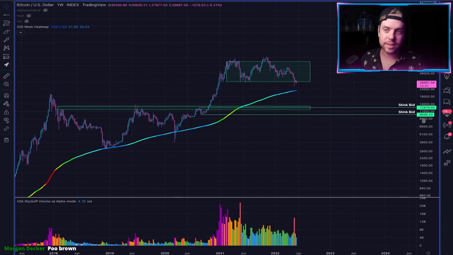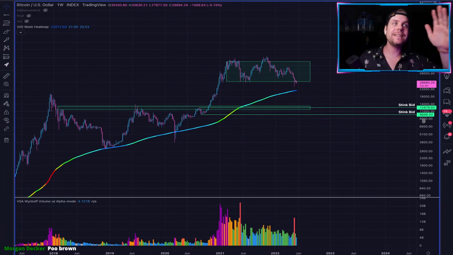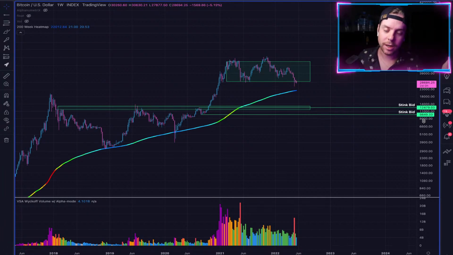That's the whole point of a stink bid. It's exceeding any of your wildest expectations, and it's just there in case your wildest expectations do come true. It's kind of like a wish bid. So I do have some pretty gnarly bids down there. I'm expecting a move below 20K. A lot of people are calling for a bounce off of 20K. I'm definitely just going to maintain the stance that we go below 20K.